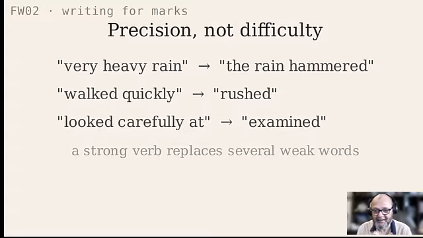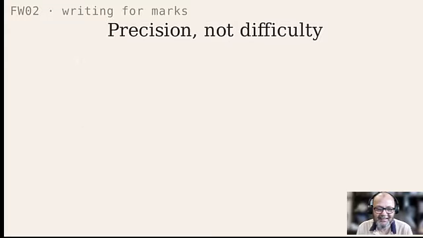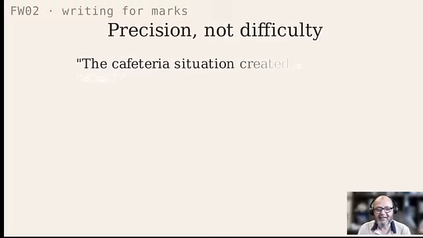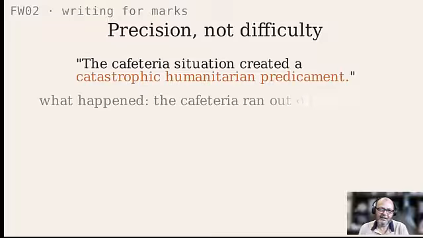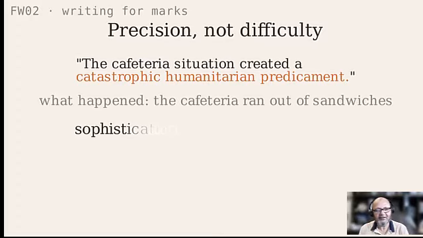But do not use complicated vocabulary that you cannot control. Imagine writing this: "The cafeteria situation created a catastrophic humanitarian predicament." What actually happened? The cafeteria ran out of sandwiches. Now that's too much. It's not a humanitarian crisis. You do not need dramatic vocabulary just to sound intelligent.